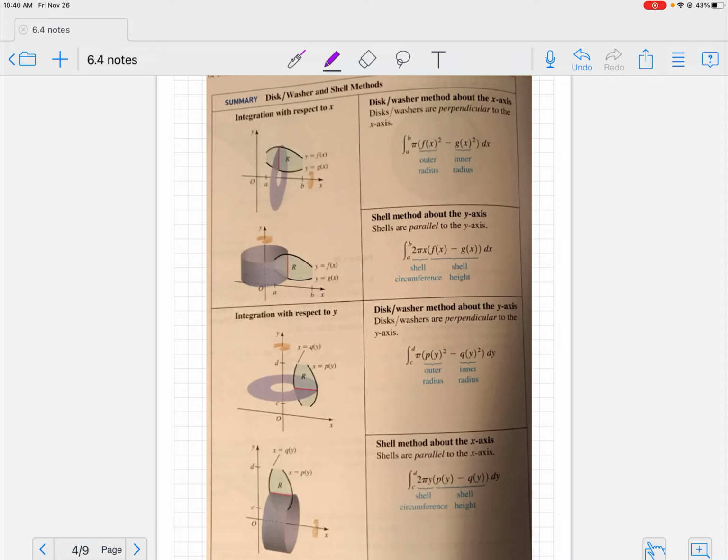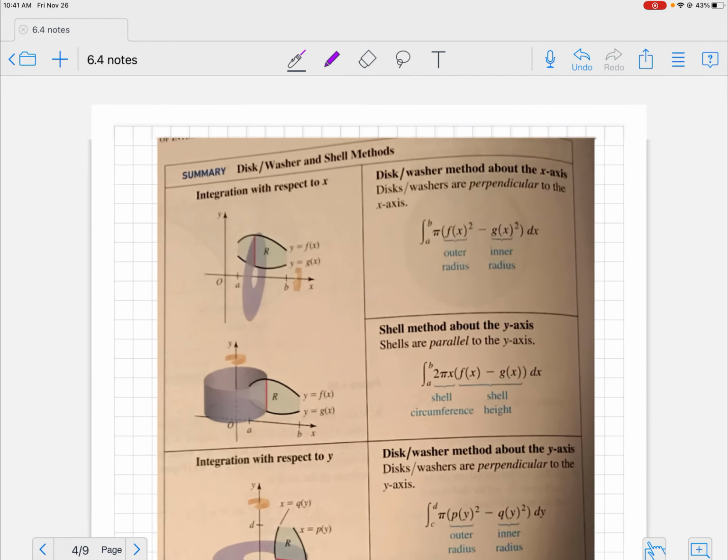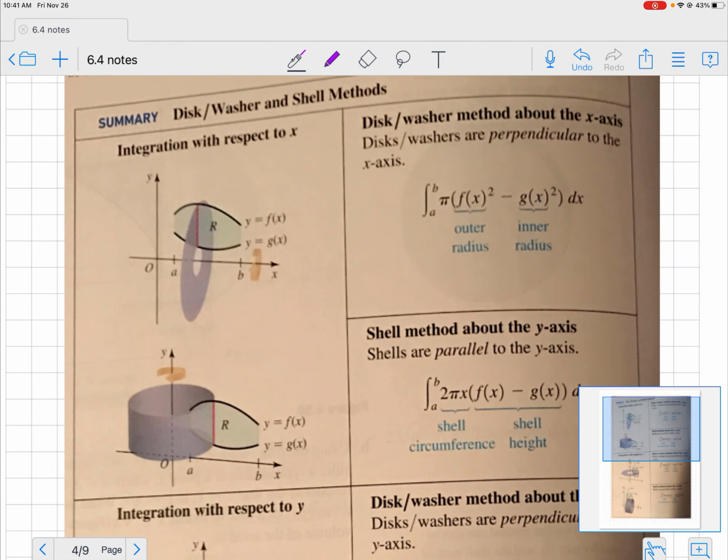All right, we've learned two methods for volume. Now let's do a little bring it home summary here. So we've got both the disc and washer method and the shell method, but we approach them a little bit differently, right? So I'm going to squeeze this in up here. Let's talk about this top part real quick.